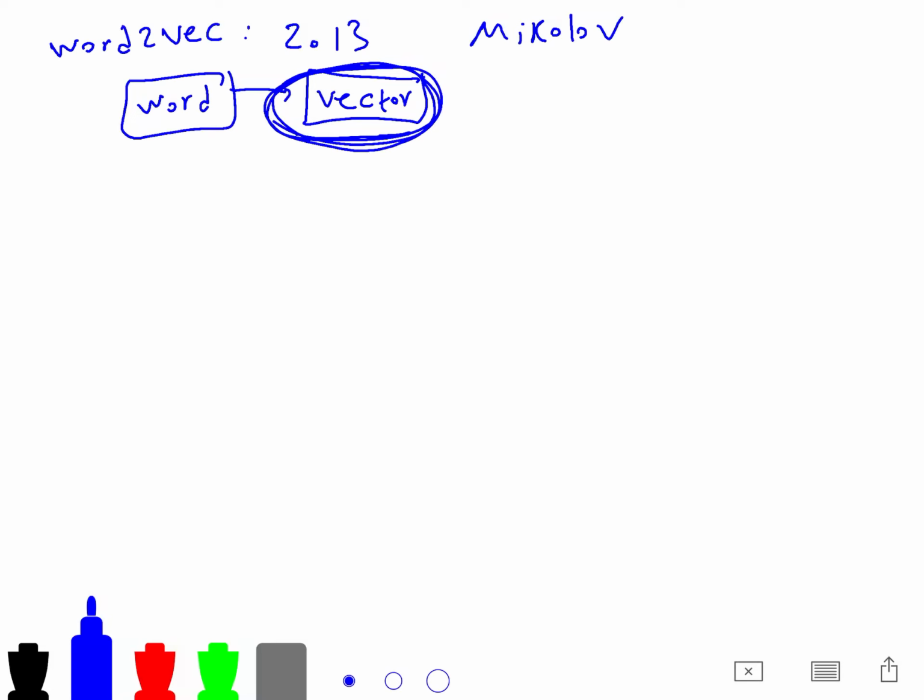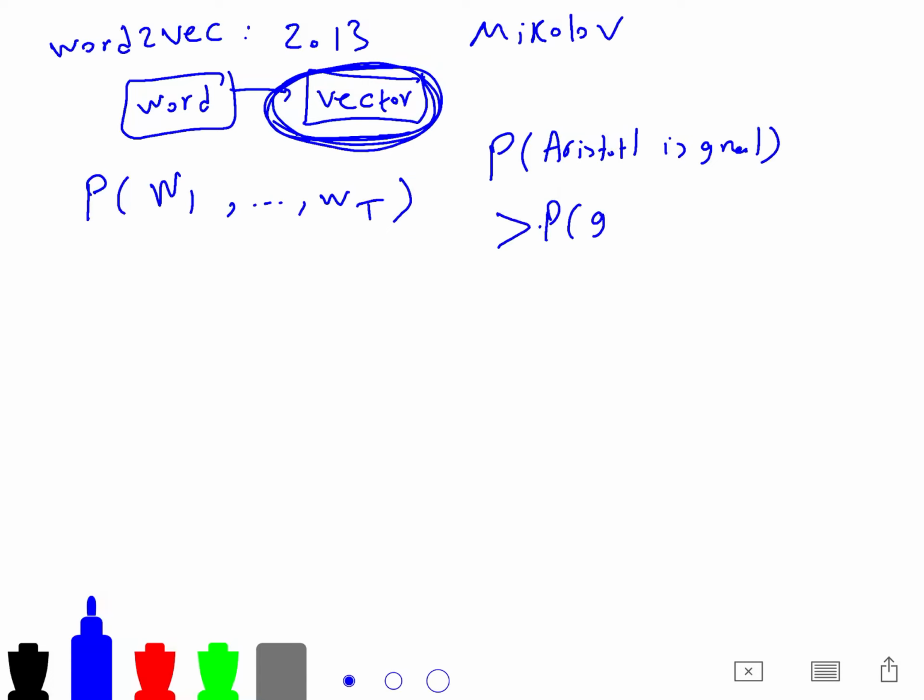But what is a language model? It's just a probability over, for example, word 1 to word t. For example, in word ordering, the probability that Aristotle is great should be greater than the probability that great Aristotle is.